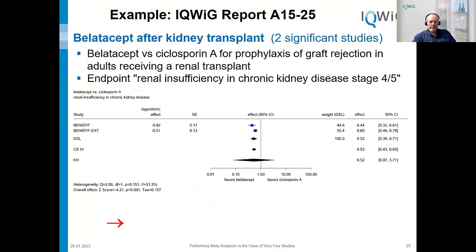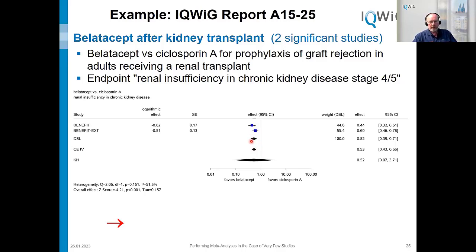Here's an example from an IQWiG report. You have 2 studies, both are statistically significant. So this is a situation with clearly conclusive effects. Here's a confidence interval of DerSimonian and Laird. And here's the result of a fixed effect model.